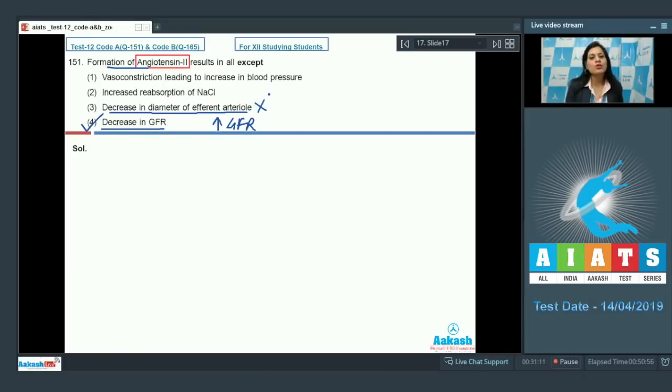Now this angiotensin II also increases blood volume in two ways. Firstly, by signaling the PCT or proximal convoluted tubule to reabsorb more NaCl and water, and secondly, by stimulating adrenal gland to release aldosterone, which induces the distal parts of tubules to reabsorb more sodium and water. So option number 1, vasoconstriction leading to increase in blood pressure, cannot be a correct answer, and option number 2, increased reabsorption of NaCl, cannot be a correct answer because these are the result of formation of angiotensin II. So the correct answer to this question is option number 4. Let's discuss our next question.